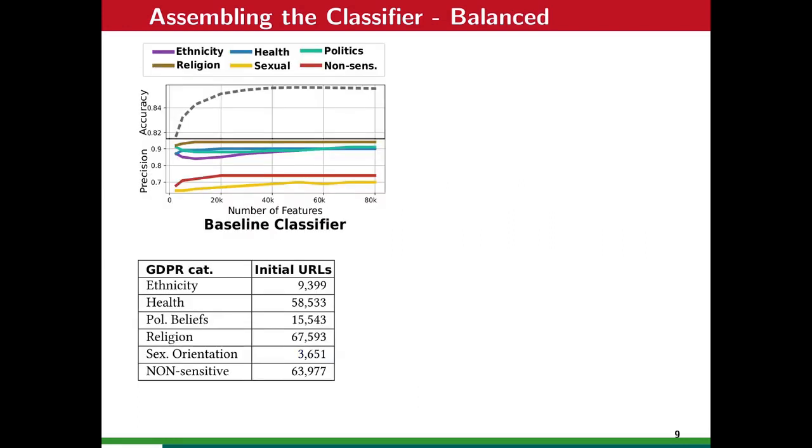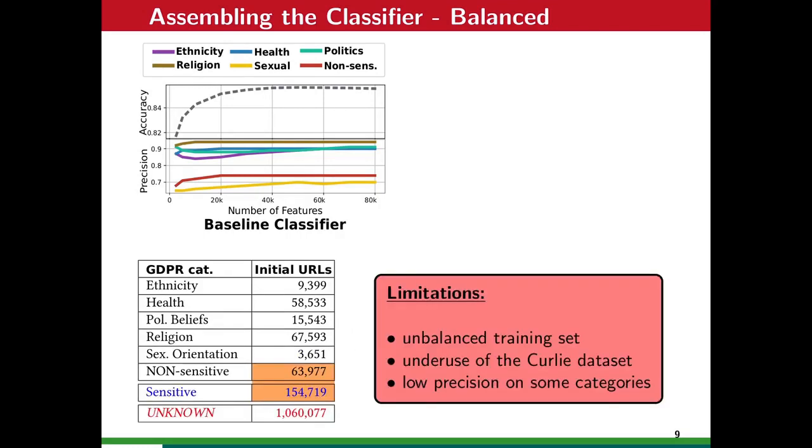In the chart at the top of this slide, we report the precision and accuracy curve for our baseline classifier. As you might notice, the classifier has some limitations. First, if we check the table at the bottom, in blue now we can see the overall amount of URLs that belong to any one of the 5 sensitive categories. If we compare those elements with the non-sensitive ones, we will realize that our training set is unbalanced because sensitive elements account for 2 times half the non-sensitive ones.